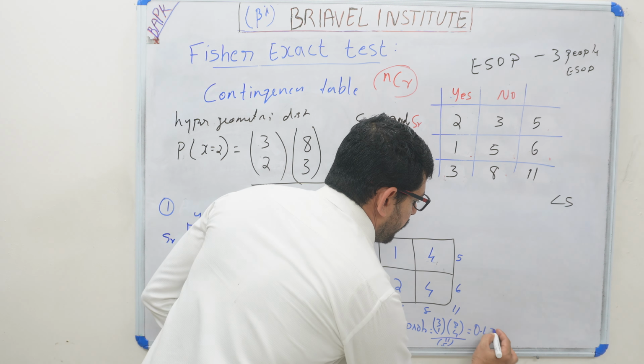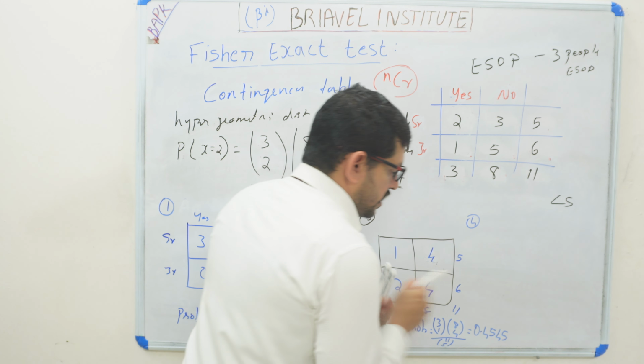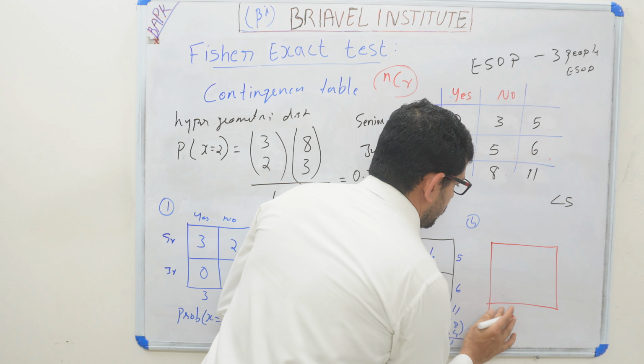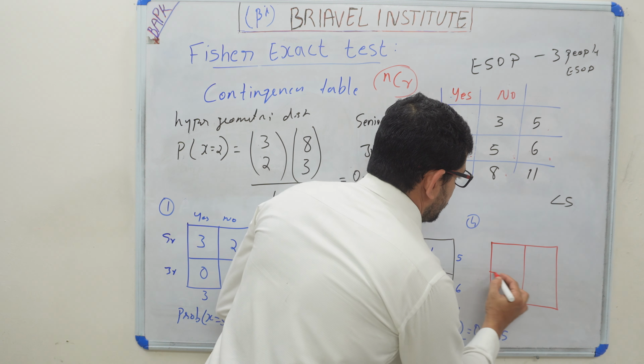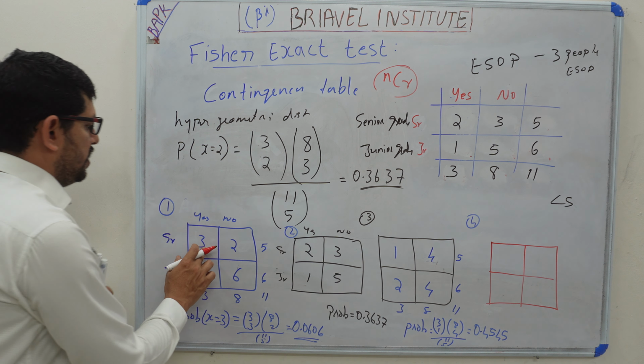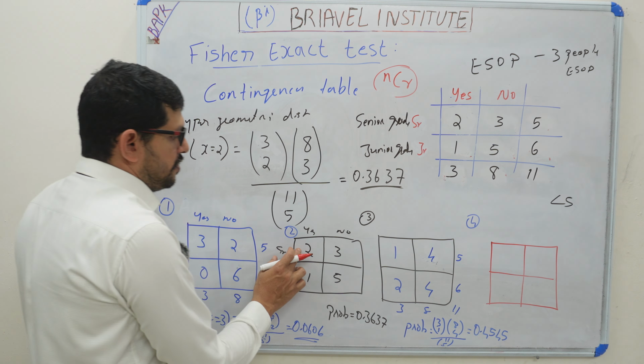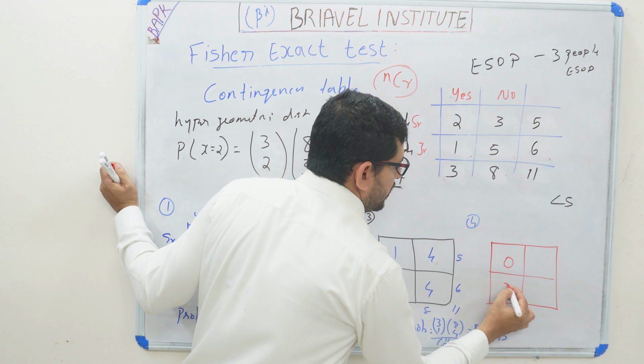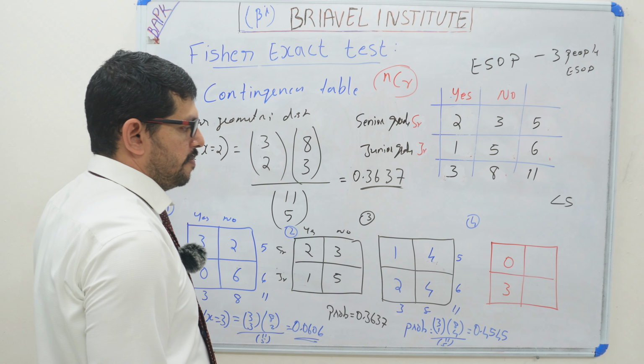0.4545. So we are taking one more case, the fourth case. How to find out the fourth case? We can find out the fourth case. Here we considered 3 senior people got the ESOP. Here 2 senior people got it, then 1 senior person, then 0 senior people. Then all junior people got the ESOP.